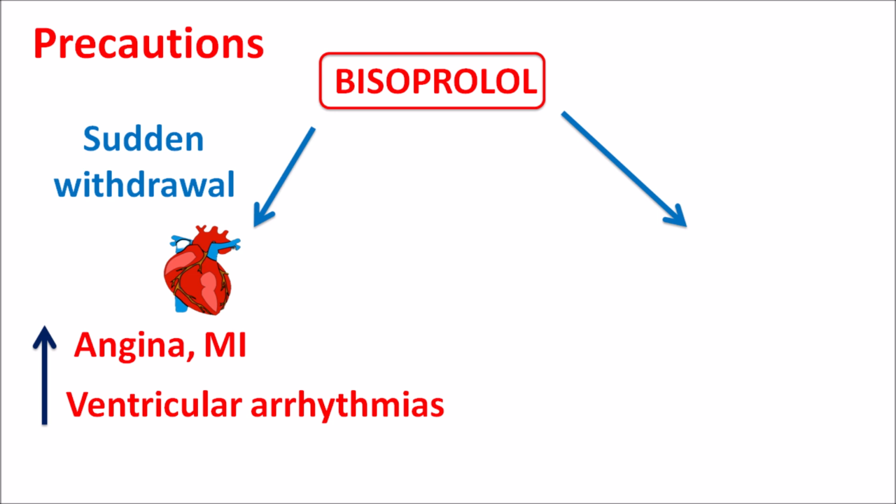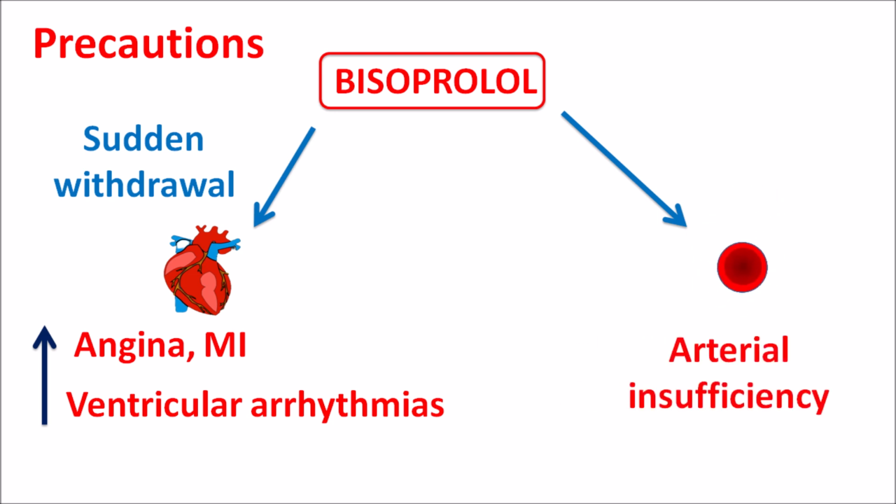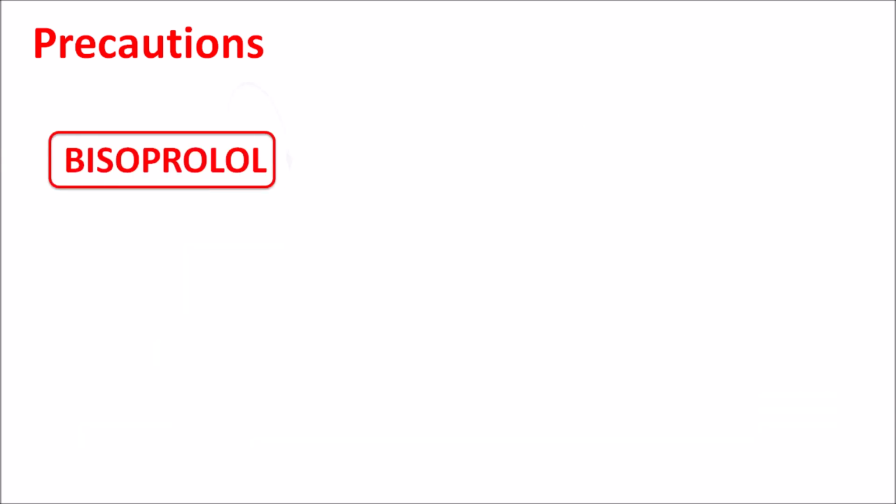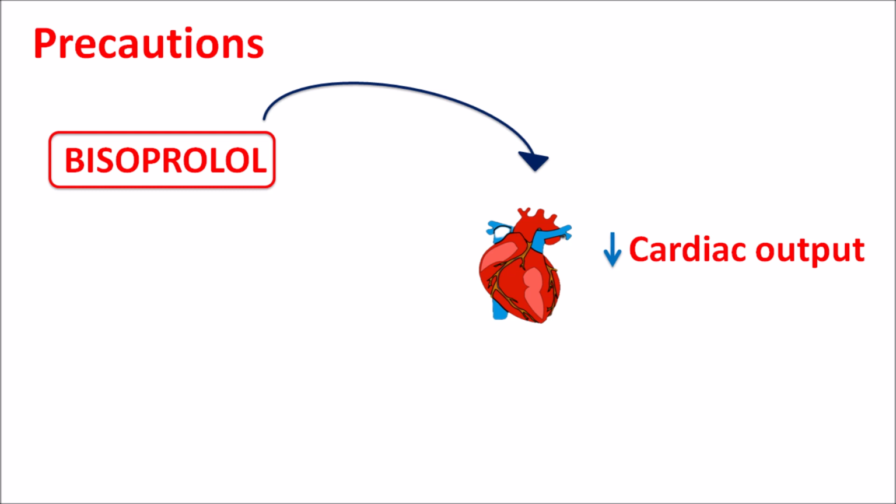Similarly, this drug can affect arteries and it can produce some arterial insufficiency so that the blood flow is going to be reduced. That's why in patients with any peripheral vascular disease, bisoprolol should be carefully given. Similarly, bisoprolol can reduce the cardiac output in patients. So in patients with congestive heart failure, bisoprolol should be given carefully as it reduces the force of contraction, thereby further reducing the cardiac output.